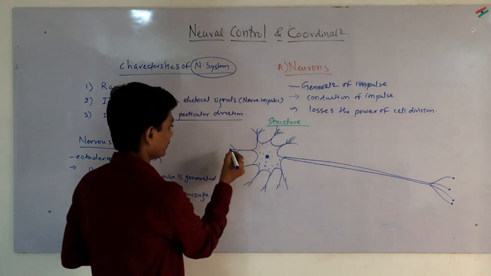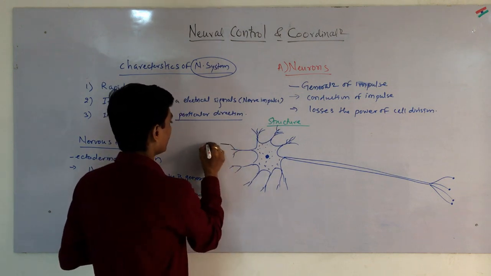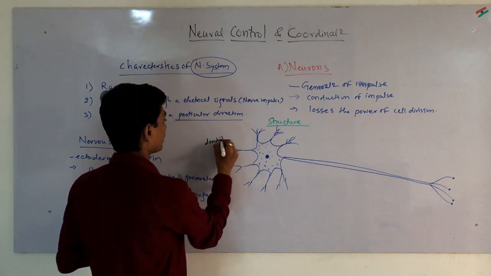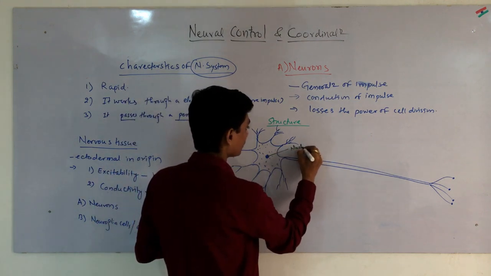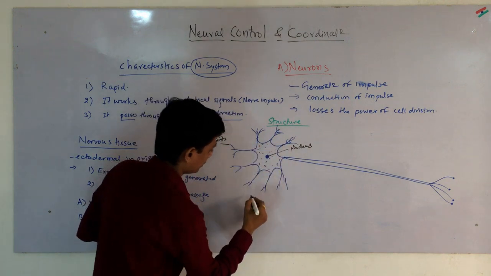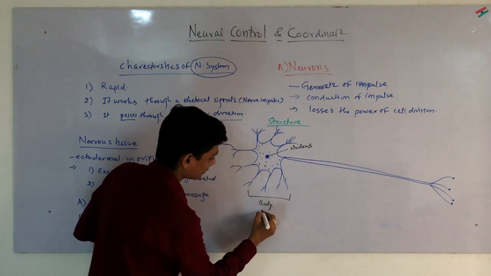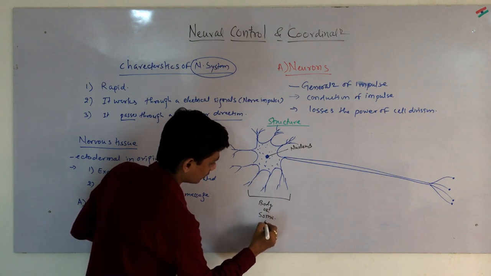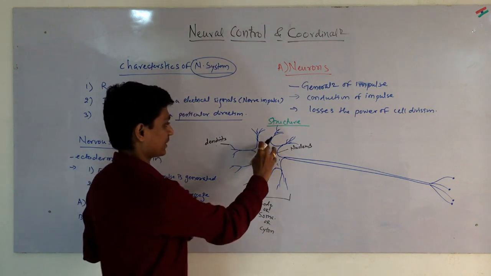We will give the names of each part. This is dendrites, then this is a nucleus, and this whole portion is known as the body, or it is also called soma, or also called cyton. This is the cyton part.